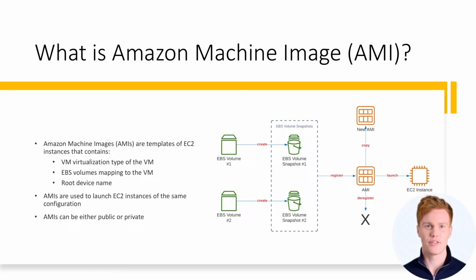Each VM created from an AMI includes all the necessary software and configuration settings required to run a specific application or workload. And all VMs launched from the same AMI will be identical. Finally, AMIs can be either public or private. Public AMIs are visible to all AWS cloud users, while private AMIs can only be accessed by the owner.